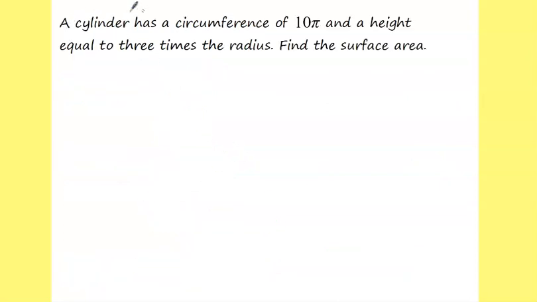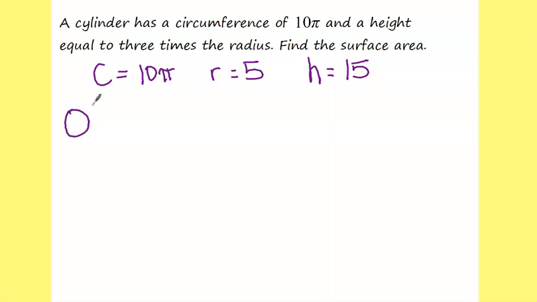Let's do another cylinder. This time the circumference is 10 pi, and the height is going to be equal to 3 times the radius. I know my circumference is 10 pi. If that is the case, that means my diameter is 10, which would make my radius 5. So if the height is equal to 3 times the radius, the height is going to be 3 times 5, which is 15.